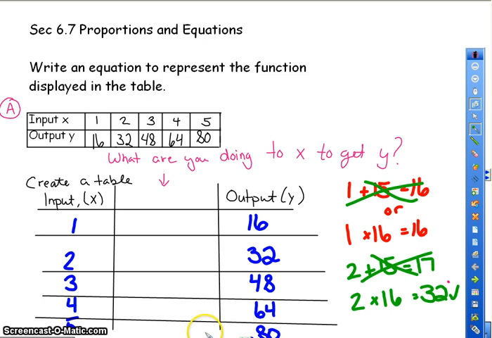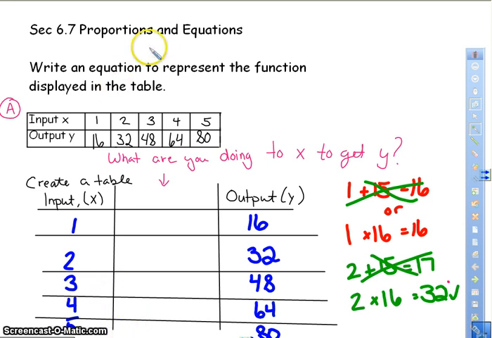Okay, and because you get to use your calculators, these are going to be easy to decide and decipher. So I'm going to check the next one. So plug into your calculator. If I take 3 times 16, will it give me 48? Yes, it will. 4 times 16 will also give you 64, and 5 times 16 will give you 80.